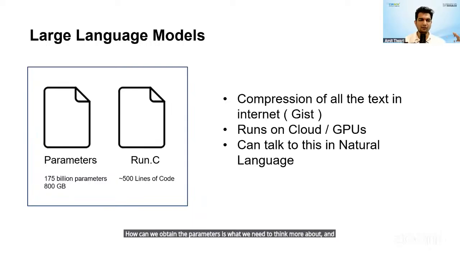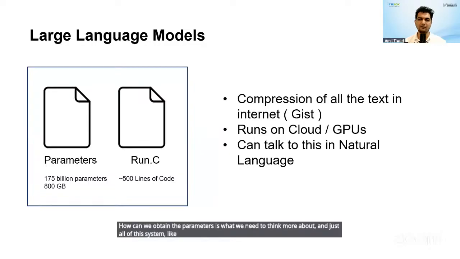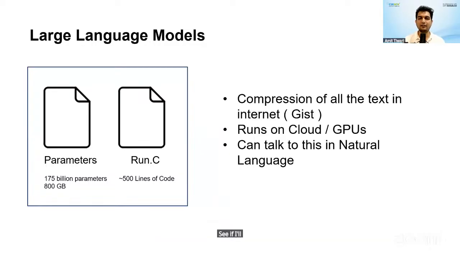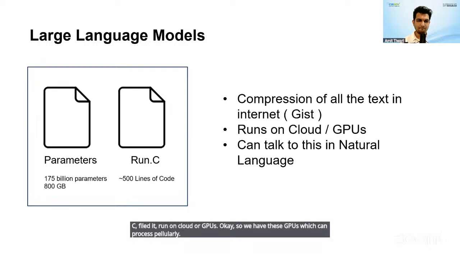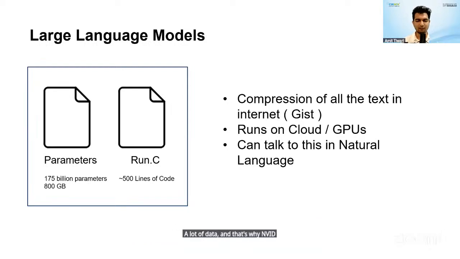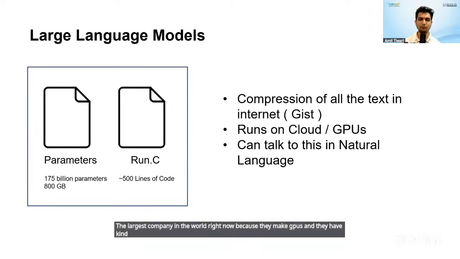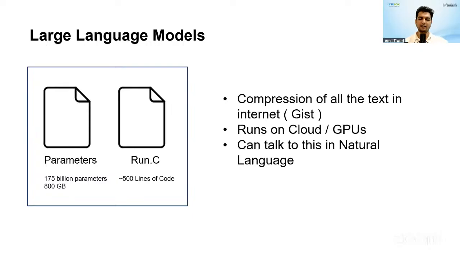All of this system, these parameters and this run.c file, runs on the cloud or on GPUs. GPUs can process a lot of data in parallel, and that's why NVIDIA is one of the largest companies in the world right now, because they make GPUs and have kind of a monopoly over them. Once we obtain this parameter file, we keep it on the cloud and run this run.c file on it. I am taking run.c here, but it can be Python or any language.